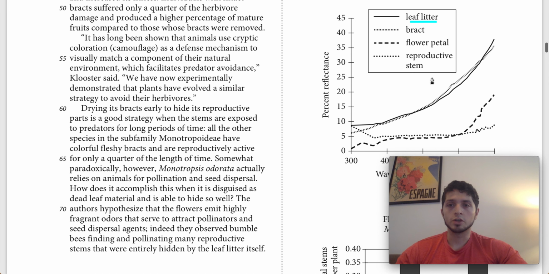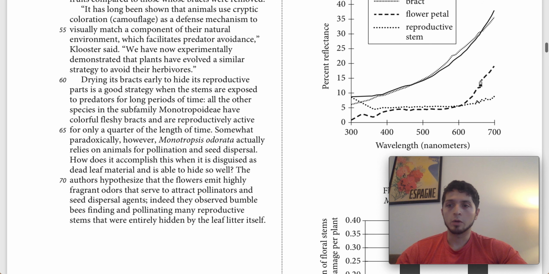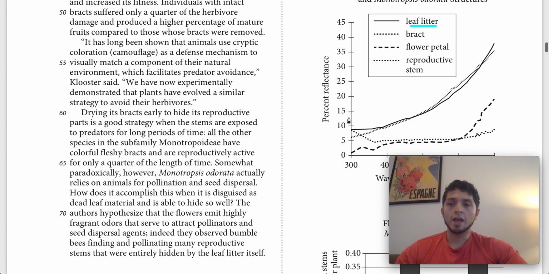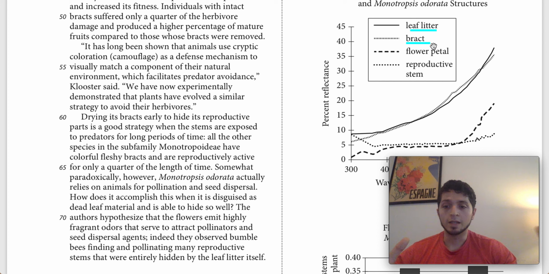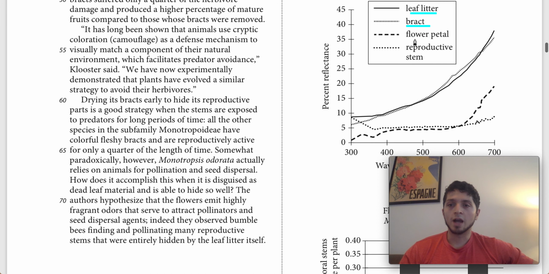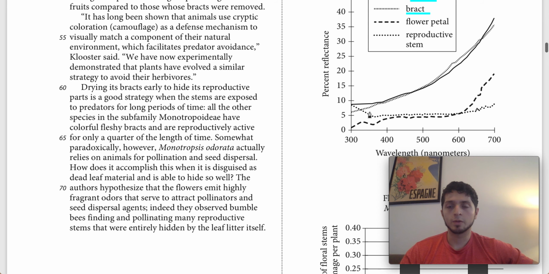Two major trends we should notice are that the leaf litter and the bract go together. Boom, boom, boom. And then down here, the flower petal and the reproductive stem go together. This makes sense if you remember the passage, because the whole idea is that the bract are the mechanism for camouflage. Those are the outside leaves covering the plant, and they're designed to match the leaf litter, the surrounding environment. So it makes sense that their reflectance, or the way they reflect light, would be similar so that they can blend in together. In contrast, the flower petal and the reproductive stem, we're told, are a bright purple color. So they go together and they're not going to match the surrounding environment. That's why we need the camouflage.